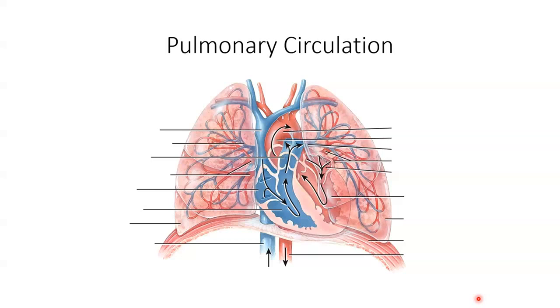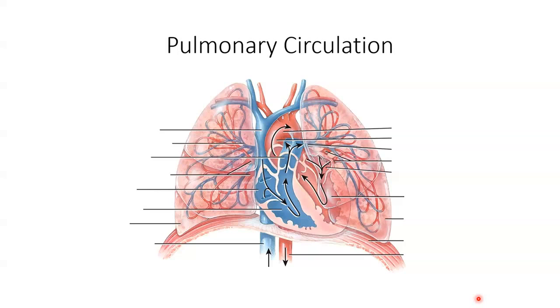At the cells, the oxygen diffuses into the cell and carbon dioxide diffuses out. That carbon dioxide goes into the blood, back to the lungs. It diffuses into the alveoli, and we breathe that carbon dioxide out. So it's really, really important that our lungs are well supplied by the cardiovascular system.